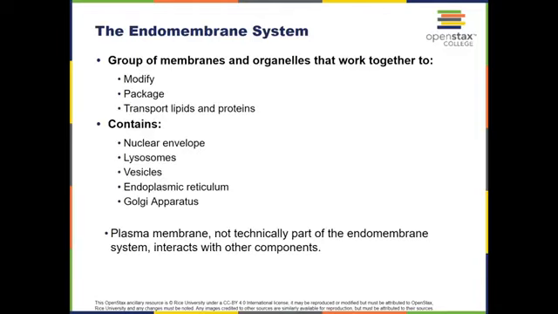So that leads us away from things like the plasma membrane and the cytoplasm, and even the cytoskeletal elements. But let's look now at these compartments we've been talking about, these major organelles that work together to both modify, package, and transport substances like lipids and proteins. We got to talk about the nuclear envelope that surrounds the nucleus, lysosomes, a specialized vesicle, rough and smooth endoplasmic reticulum, and the Golgi apparatus. These are all within the plasma membrane, and so it's not technically a part of the endomembrane system, but the plasma membrane does interact with a lot of these other components.